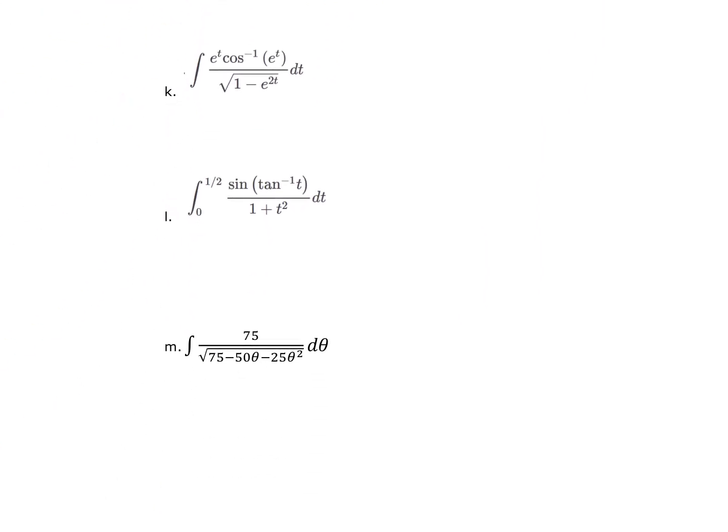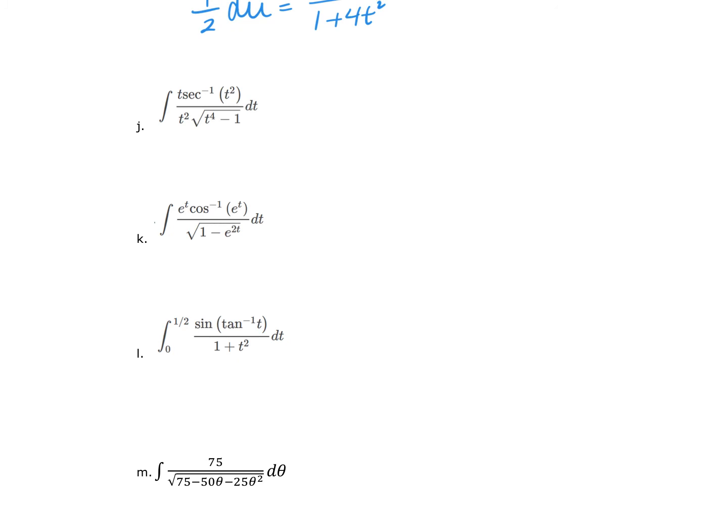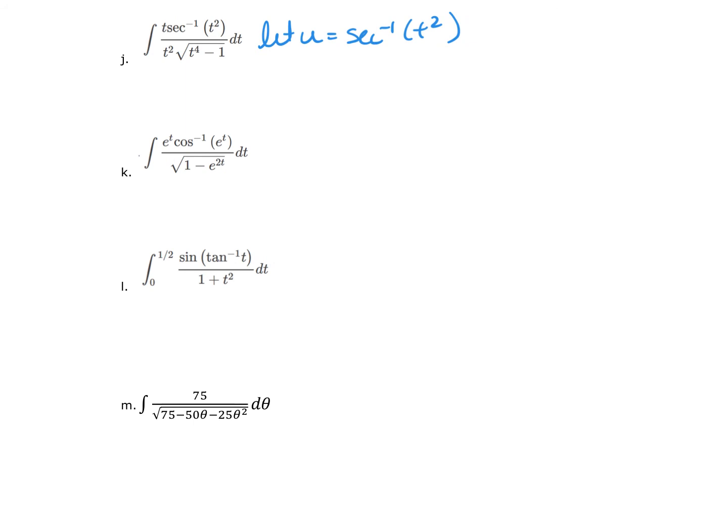Okay, so pretty much this is real similar over and over again. Like this one, we're going to let u equal the secant inverse of t squared. And you're thinking, wait a minute, when I take the derivative, how come this isn't an absolute value? Well, it's because t squared is going to be positive, so you don't have to do the absolute value. This one, you're going to let u equal the cosine inverse of e to the t.